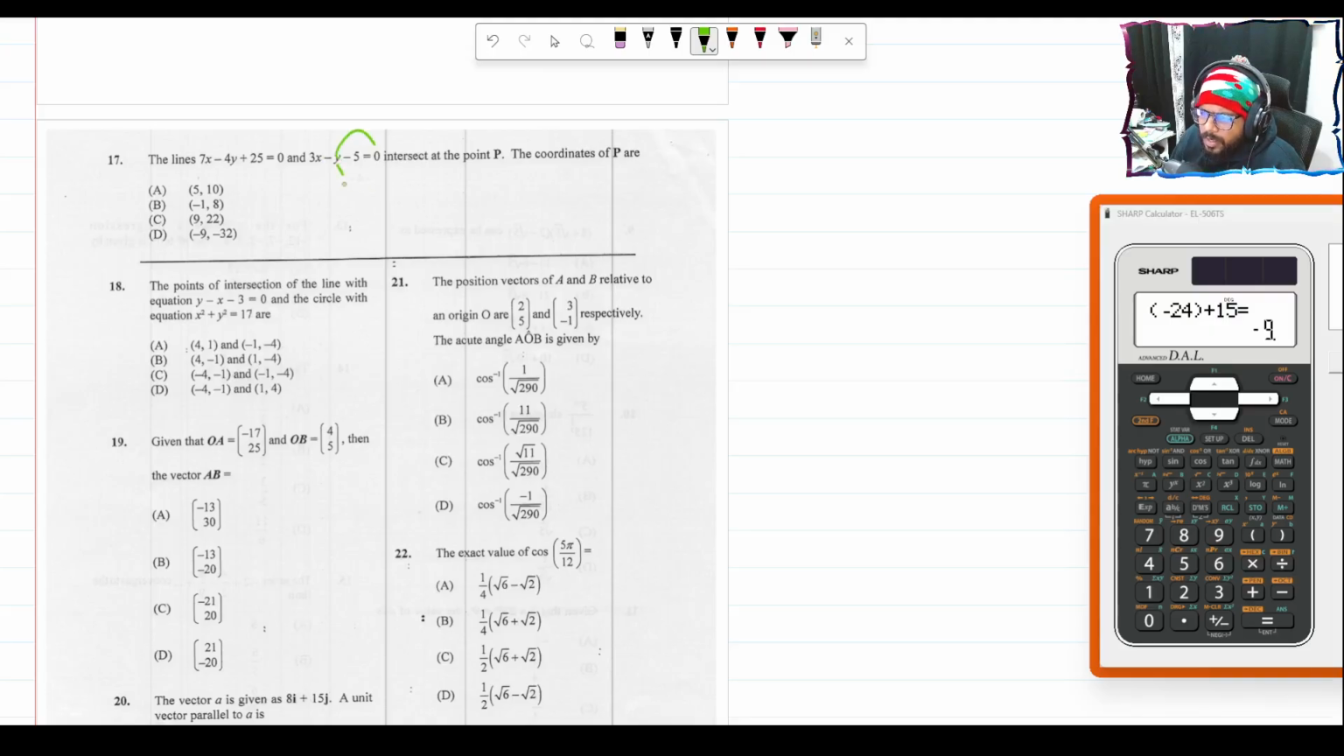From here, I can move the y across. 3x take away 5 is equal to y, and plug in this over here. So 7x take away 4 into (3x take away 5) plus 25 is equal to 0. 7x take away 12x plus 20 plus 25 is equal to 0. 7 take away 12 is minus 5x, and 20 plus 25 is 45. Is equal to, when I move it across, minus 45. x is 9. The only answer that has x is 9 is C.